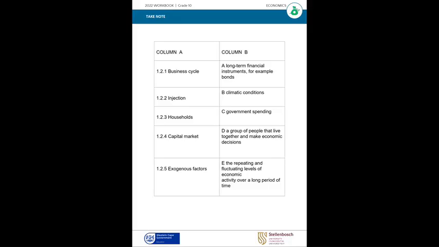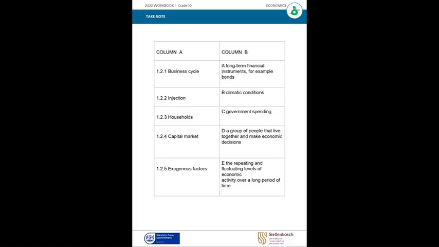B, climatic conditions. Okay, I'm not sure about that one, so I'm going to leave it and I'm going on to the next. Government spending. If I think of government spending money, they are then putting money into the circular flow, so that would be an injection. So now I know my 1.2.2 would be C. And then D, a group of people that live together and make economic decisions. Obviously, people who live together, households. So 1.2.3 would be D. And E, the repeating and fluctuating levels of economic activity over a period of time, which is my business cycle. So 1.2.1 will be E.